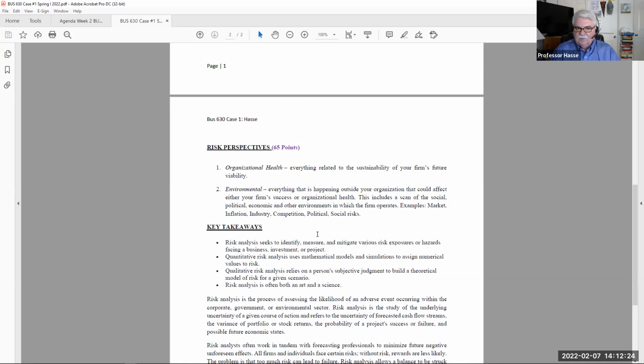Is your company dealing with politics, social risks, competition, inflation? What are the other risks that could determine the organizational and environmental risk of your company? This requires a little thought. This is a great start to an MBA class because I see how you can think, how you can figure this out. Look at the key takeaways for clues to help you.